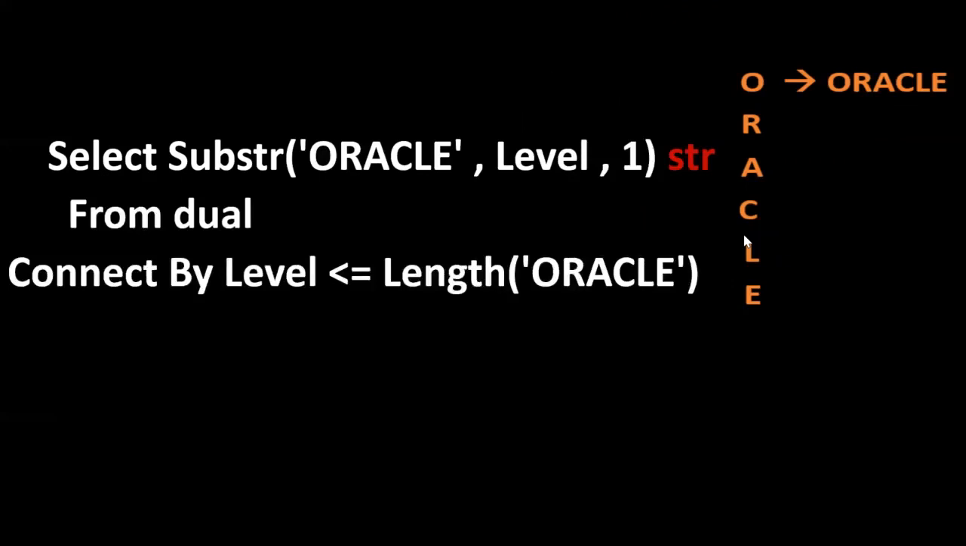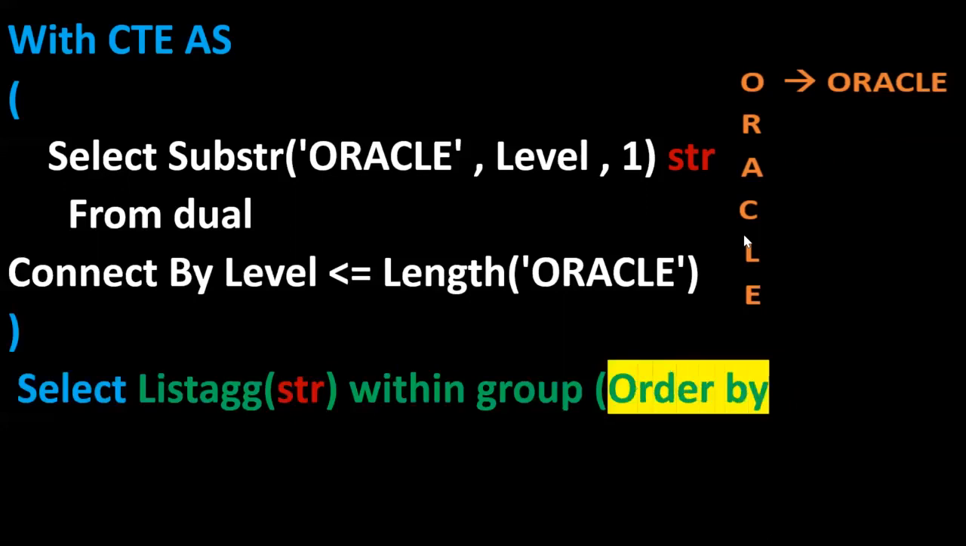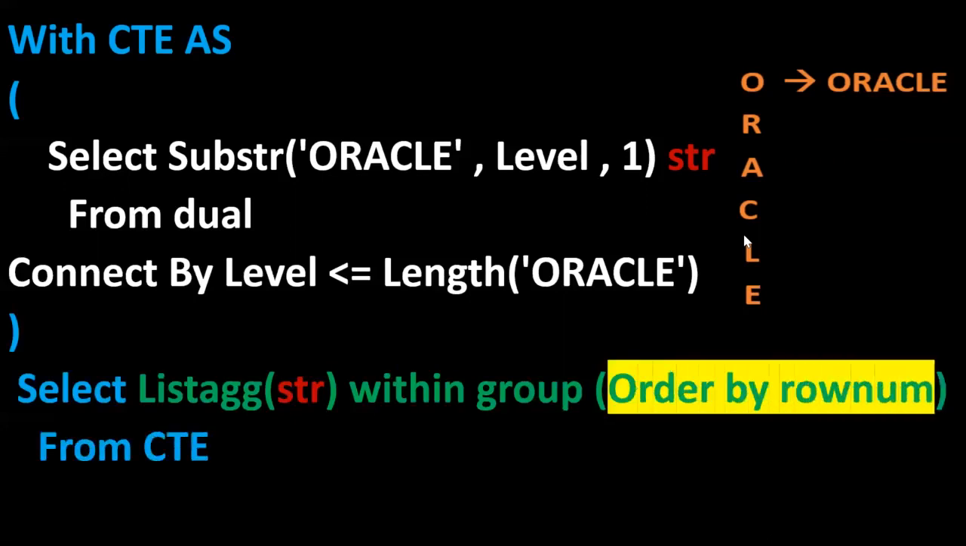So now requirement is to club horizontally. By using listagg, we can achieve this one. So listagg of string, so it will club Oracle. We are ordering by row number. So 1, 2, 3, 4, 5. It's an ascending order.